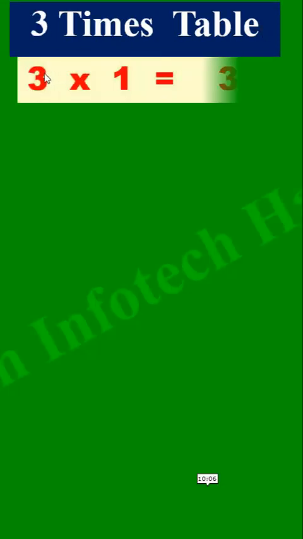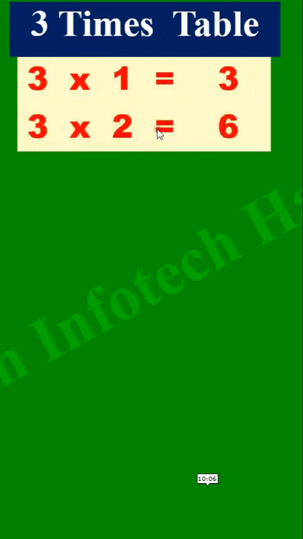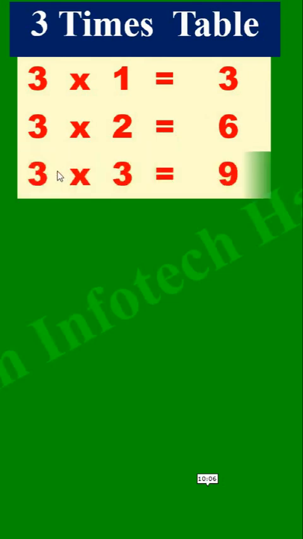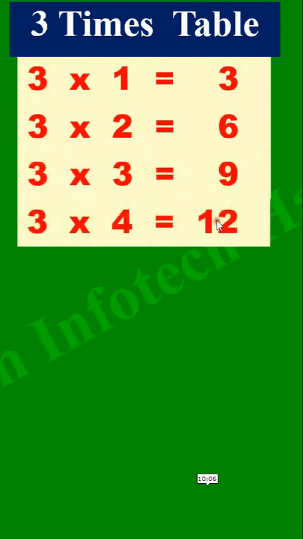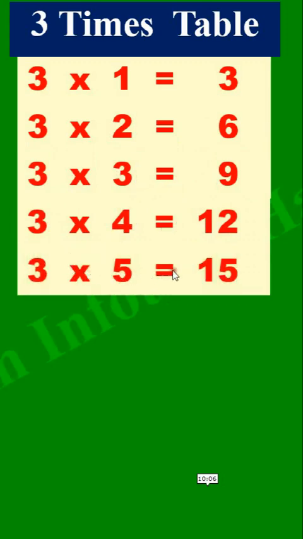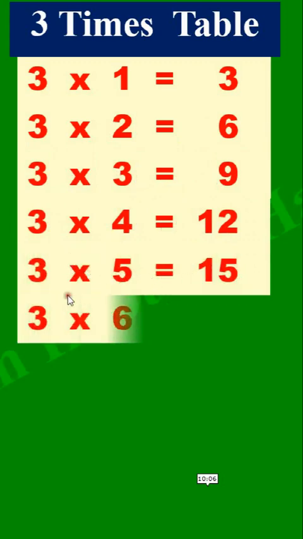3 times table. 3 times 1 is equal to 3. 3 times 2 is equal to 6. 3 times 3 is equal to 9. 3 times 4 is equal to 12. 3 times 5 is equal to 15.